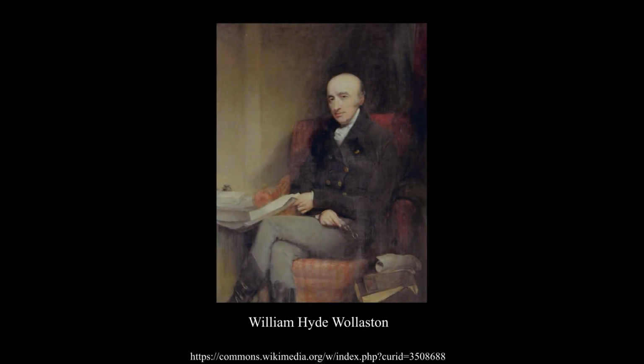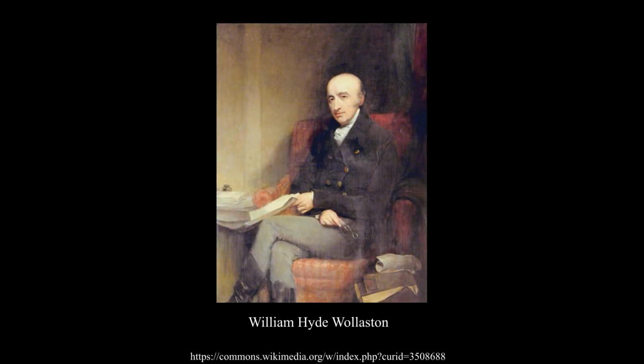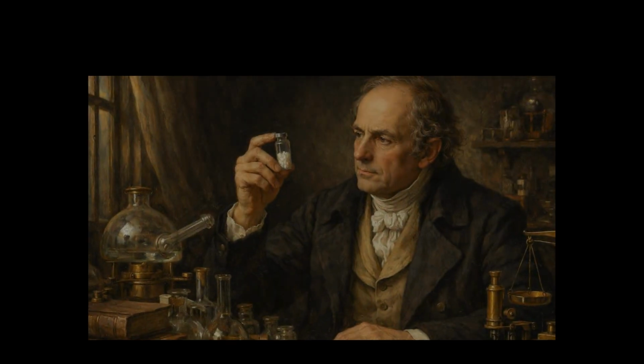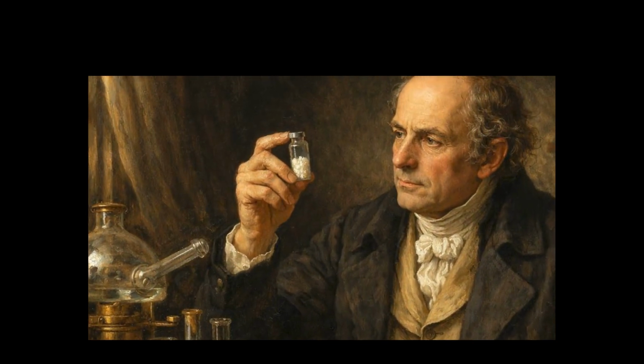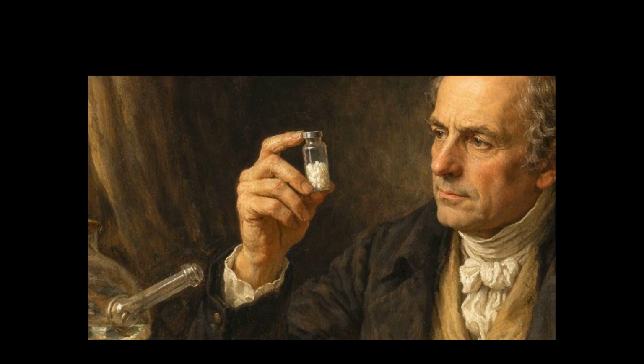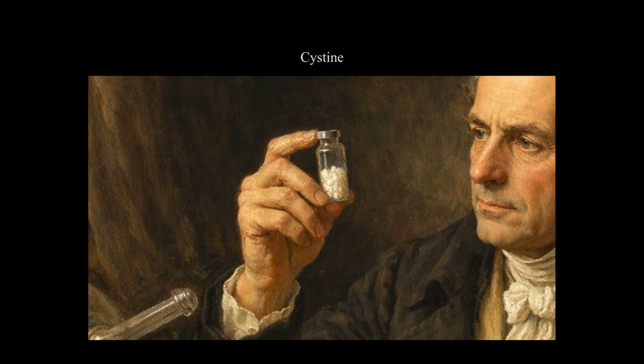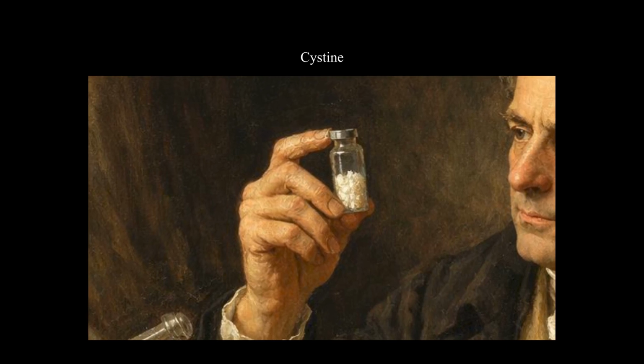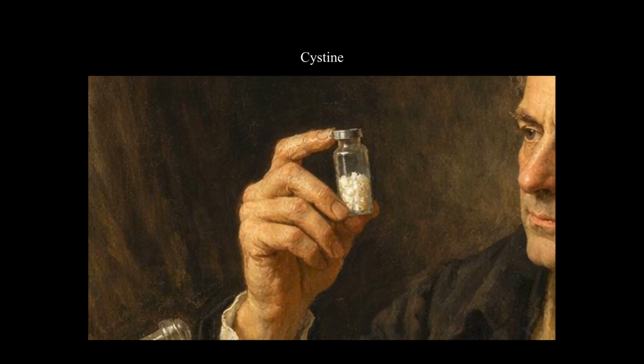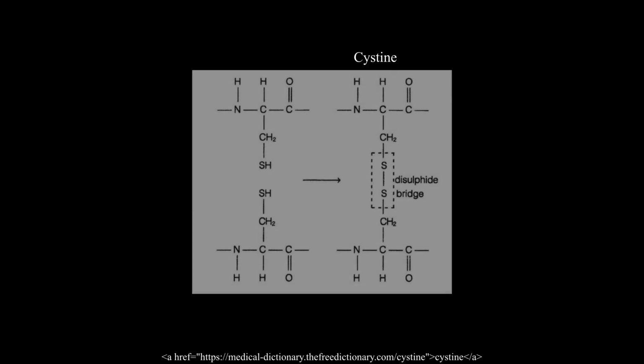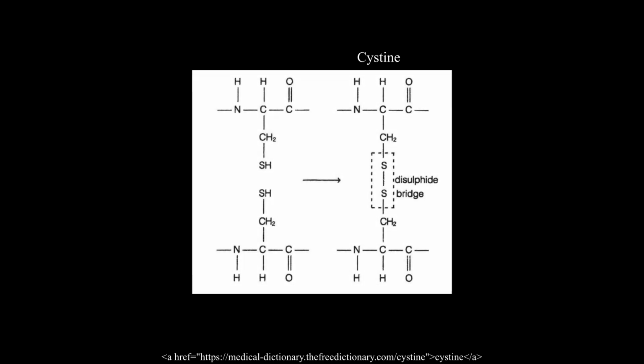In 1810, the English chemist William Hyde Wollaston was studying the composition of human urine and isolated an organic compound, that is, a compound that had carbon in it, that would later be called cystine. However, the presence of small amounts of sulfur made it unusual, so it was suggested that it was actually a double molecule connected by sulfur.